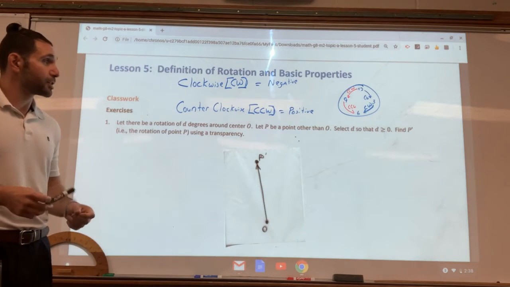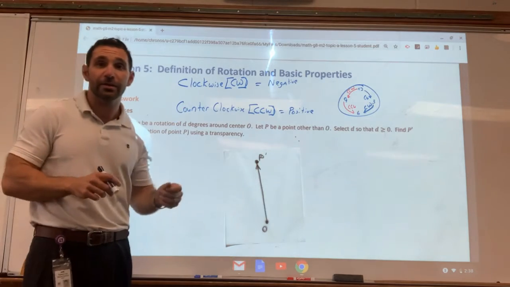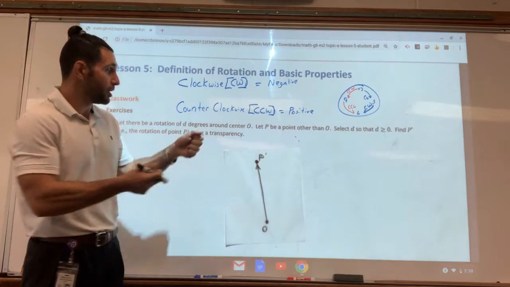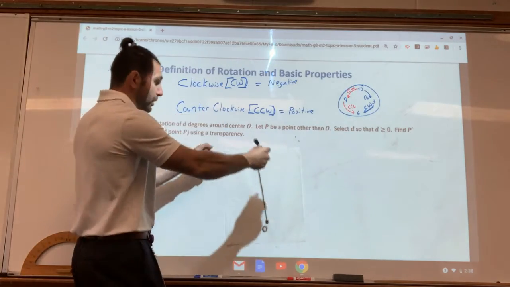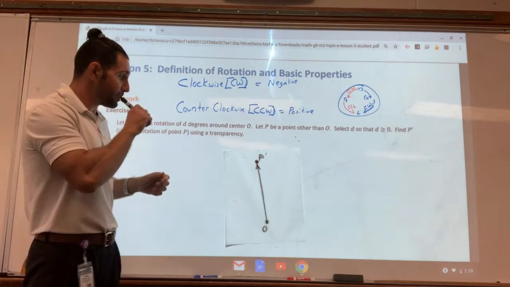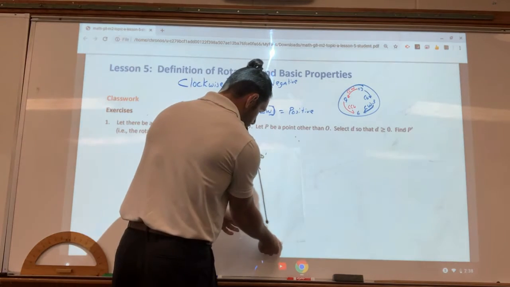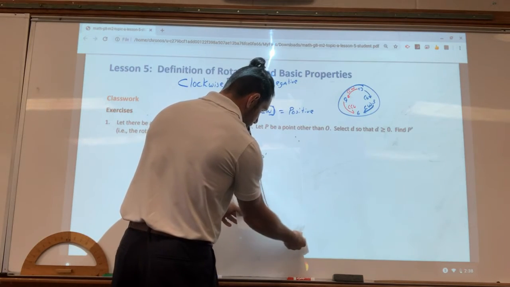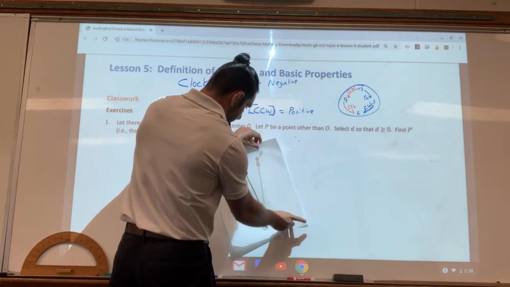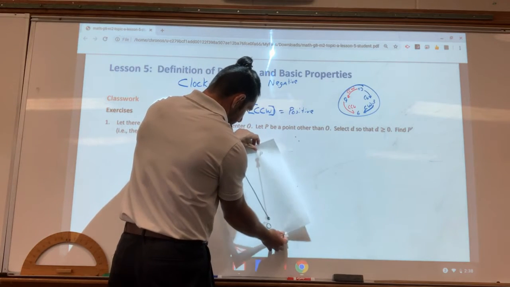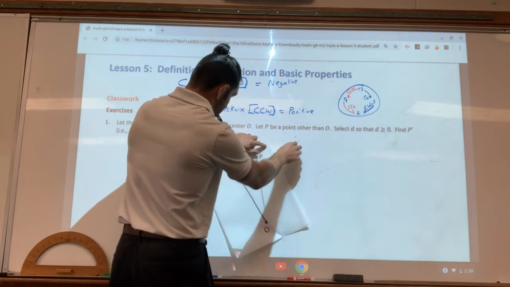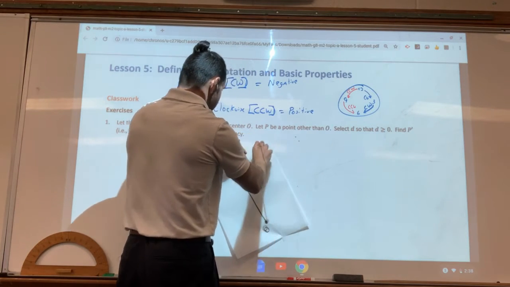So, my question is, which direction, if D has to be greater than or equal to 0, that means D is positive. Which way do we want to rotate it? Do we want to turn this counterclockwise or clockwise? Well, counterclockwise is positive. So if I want to rotate this however many degrees, I'm going to take this, keep the origin there, and then I rotate it.